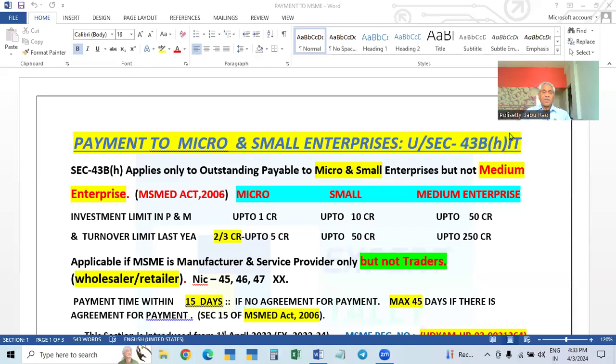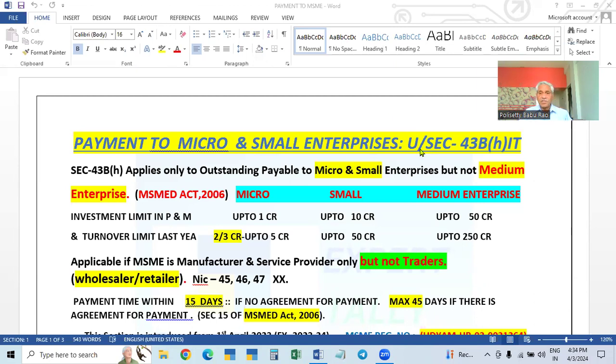Before that, we have to learn about MSME payments. What is that? See here, every person who is purchasing from creditors, and the customers will pay the money whenever they like. Even though some credit period is allowed, they can pay at any time.